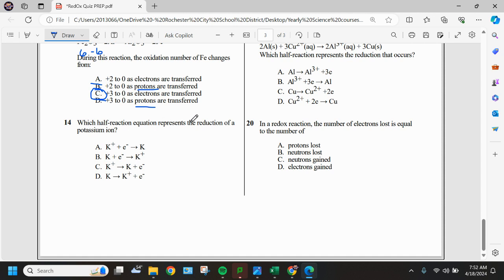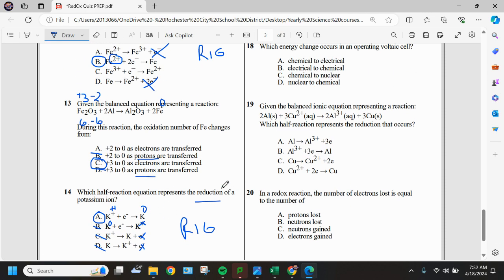Which half reaction equation represents the reduction? Again, Rig. Reduction is gaining right off the bat. These electrons I'm losing, so it's not C or D. Which of a potassium ion? Well, this is not a potassium ion. This is a potassium with a 0 plus an electron. That should be negative, so this thing is wrong. There's my potassium ion going from a +1 to a 0. That's a reduction. My charge is going down from +1 to 0. Perfect.